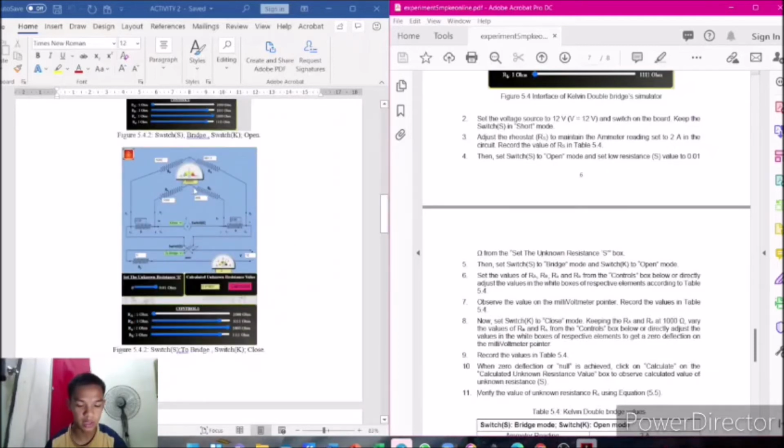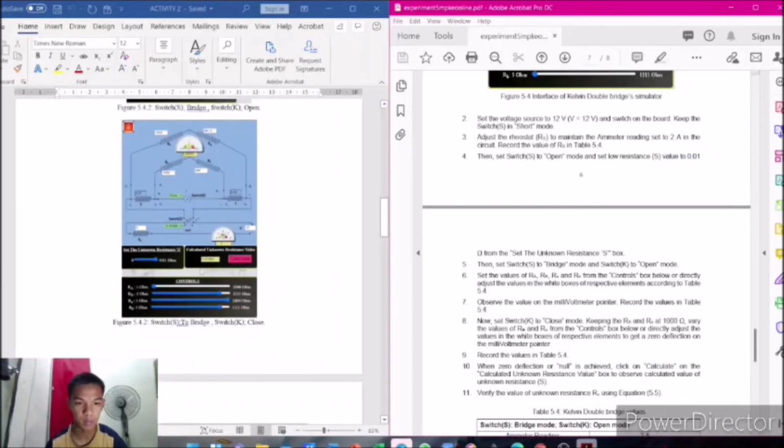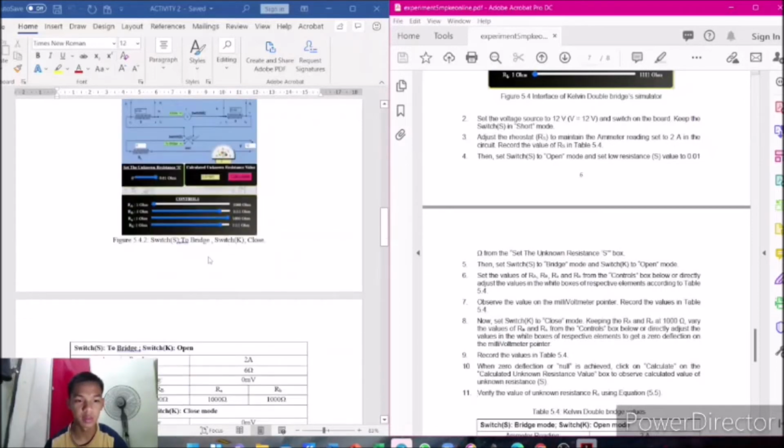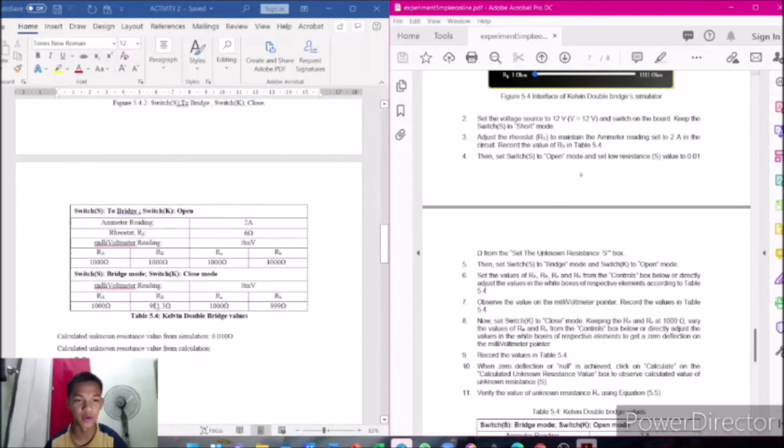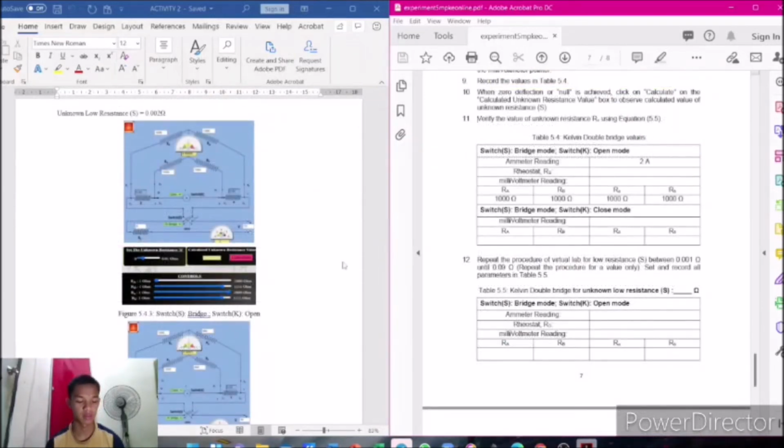When zero deflection is achieved, click on calculate to observe the calculated value of the unknown resistance. Then for the resistance value, we get 0.01. Then place the value in table 5.4. Alright, after that, we repeat the procedure of the Wheatstone lab to get the unknown low resistance.